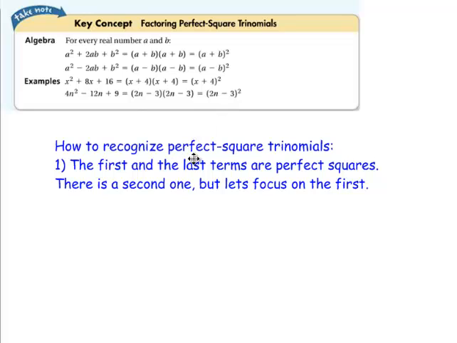How do we recognize these perfect square trinomials? The first and the last term are perfect squares. There is a second way we can narrow it down, but for right now let's just do that, because the second way is a little confusing and I don't want to confuse you any more than I already have. So the main way is that the first term and the last term are perfect squares. 9 is a perfect square, 4n squared is a perfect square, x squared is a perfect square, 16 is a perfect square. That's how we're going to recognize these.